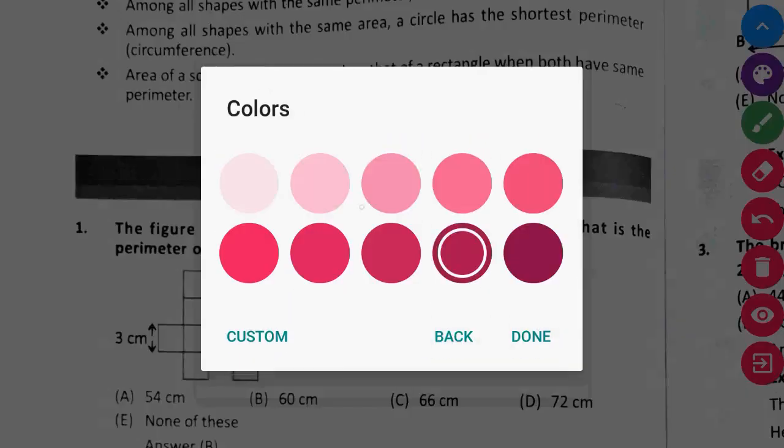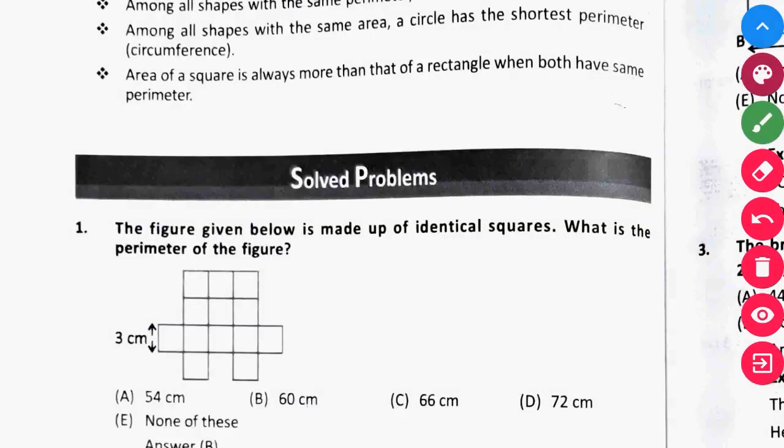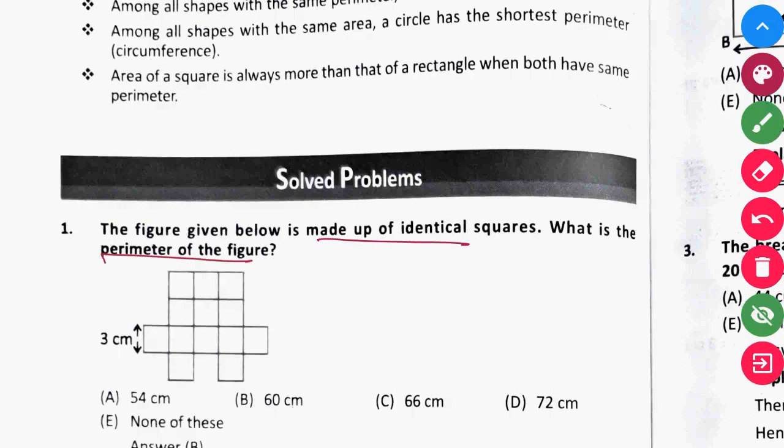The figure given below is made up of identical squares. What is the perimeter of the figure? See, the figure is an irregular figure, and it is made up of identical squares. The side of one of the squares is given to us, which is 3 centimeters, and we have to find the perimeter of the whole figure. So see, we have to find the perimeter, not the area, so don't get confused.